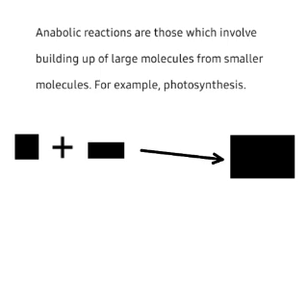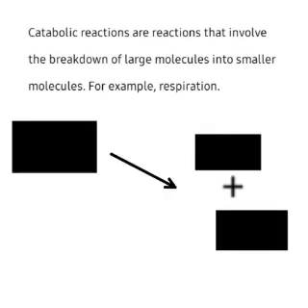The best way to present this is using the diagram there, of which we have two rectangles combining to form a bigger rectangle. So you're going to have buildup of a large molecule from smaller molecules. That's anabolic reaction. And as for catabolic reactions, they're the opposite of anabolic reactions. For these, you find that they're reactions which involve the breakdown of large molecules into smaller molecules.